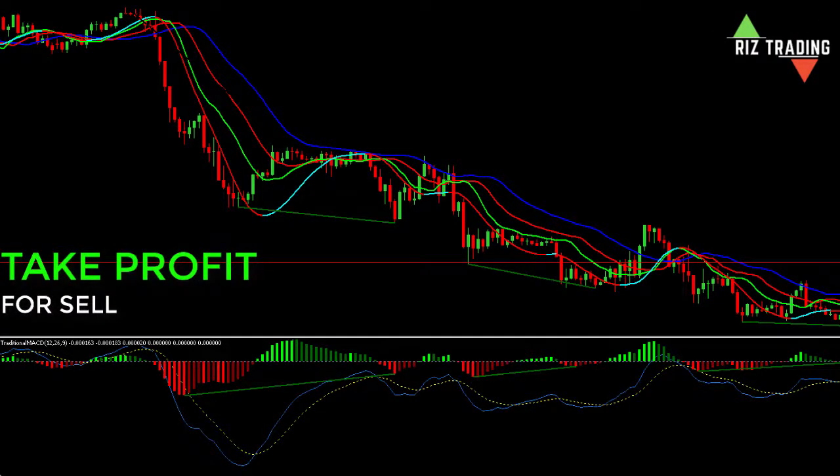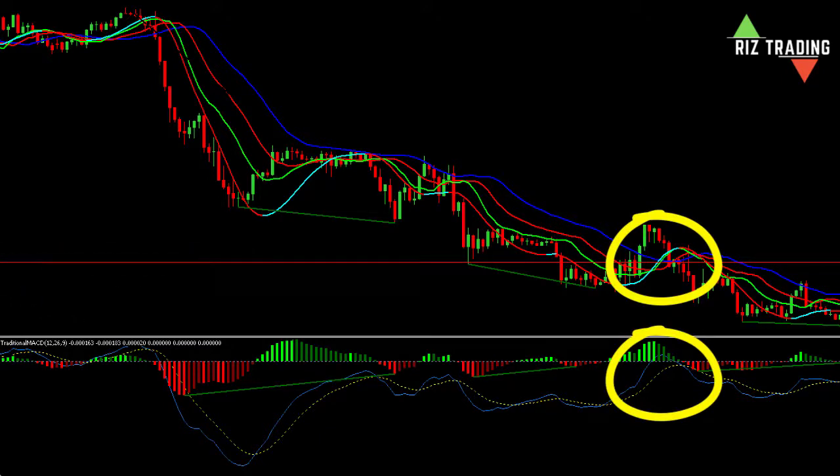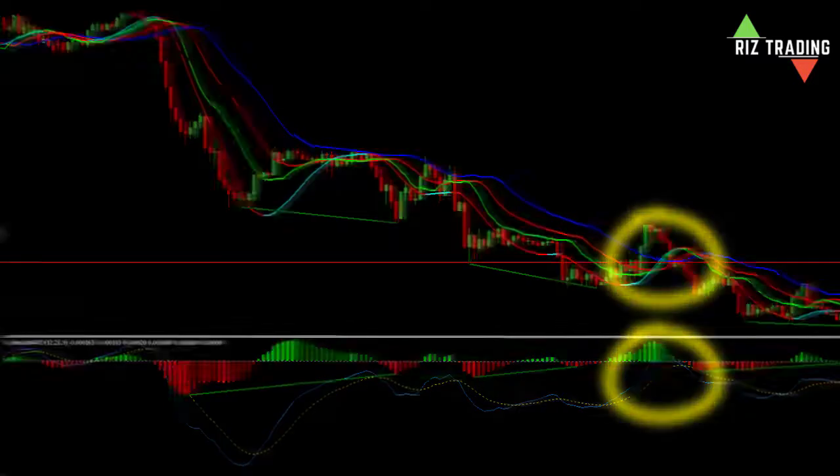If the two lines of the alligator indicator overlap the other two lines and it also crosses the Hull moving average, and the blue line of the MACD indicator goes above the zero level, then an exit or take profit is recommended.